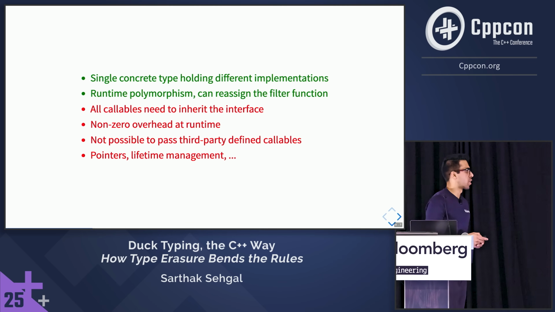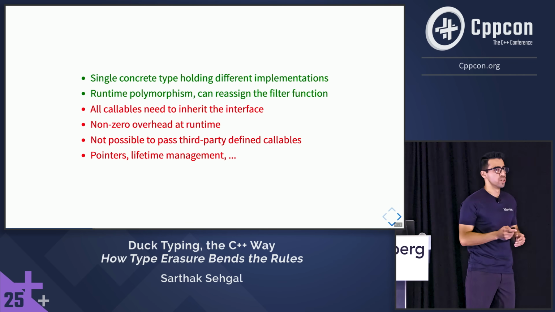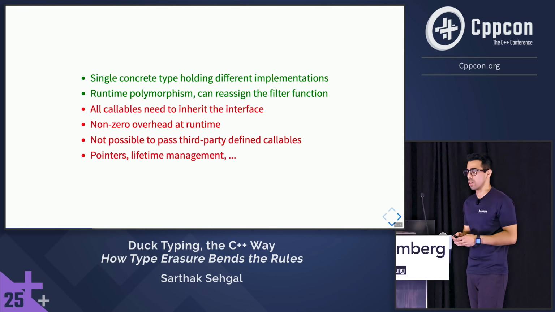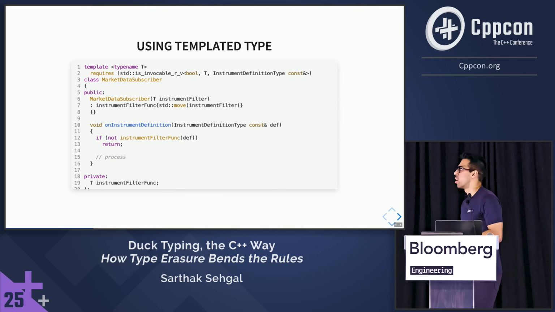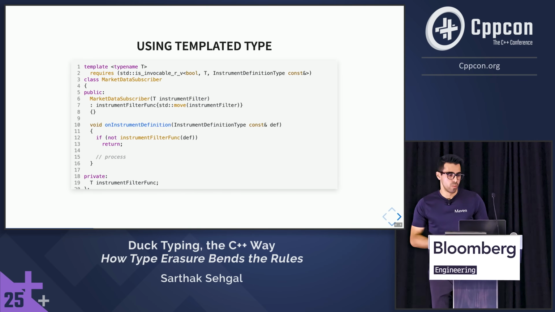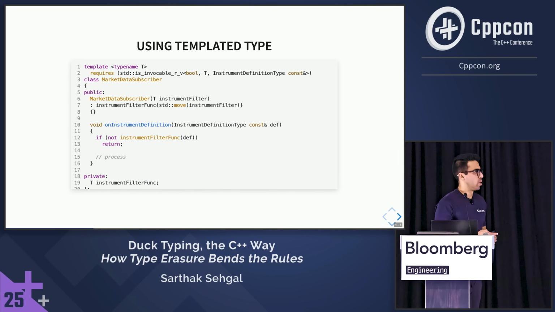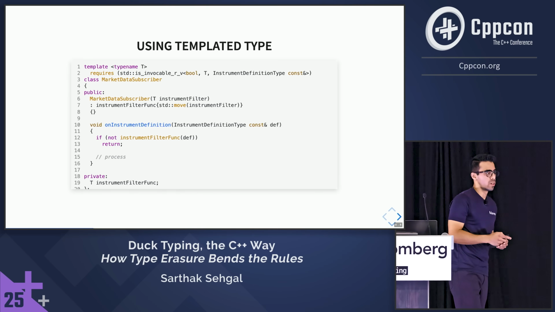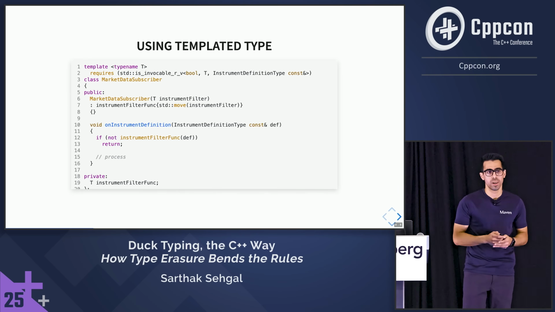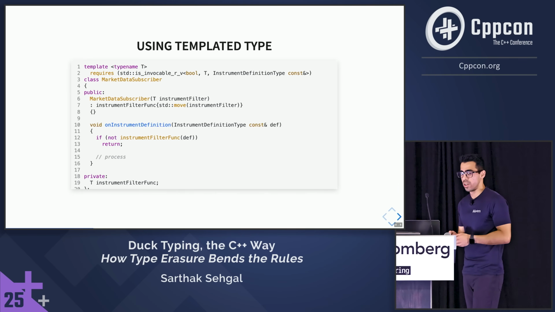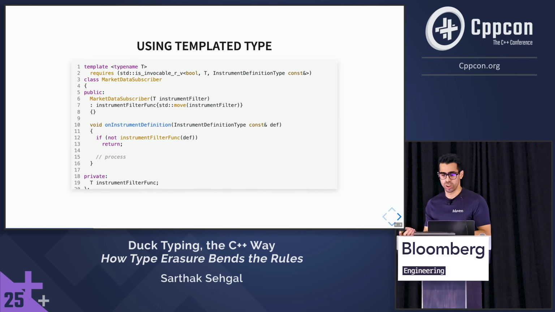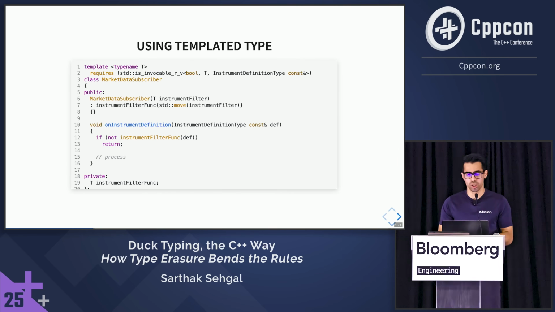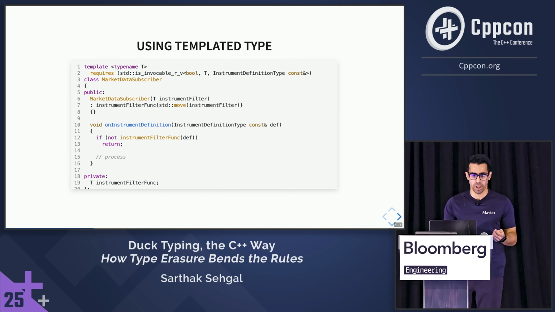Now, for completeness, there is another solution we can consider, which is using templates. So let's have a look at that. What you could say is that, well, we need to store an invocable type. As long as the function can be invoked using the instrument definition and returns a Boolean, I should be able to use it and store it in my class.